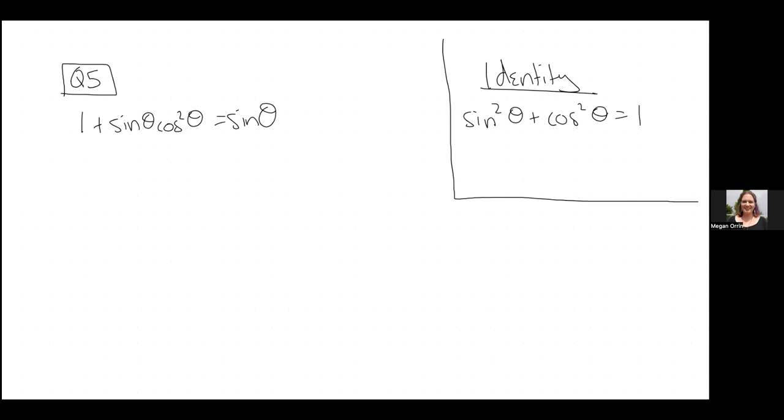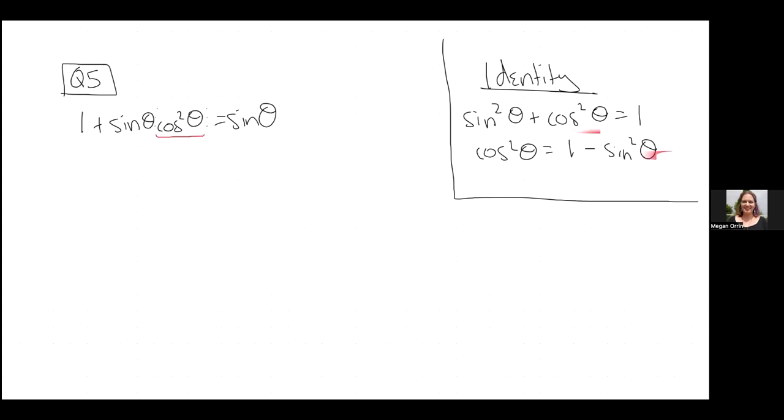So what I'm going to say is that cosine squared theta is 1 minus sine squared theta, right? I'm just moving this across there. And that means that I can replace, actually, let me use a different color. So I can replace cosine squared theta with what it also is equal to. And that's really helpful. So that is going to replace this.